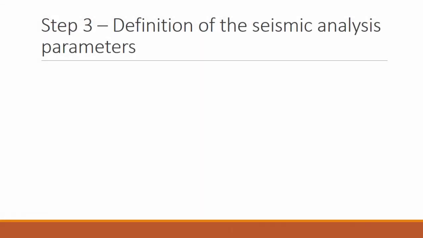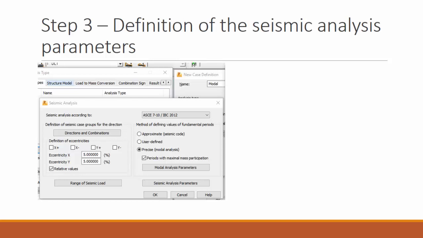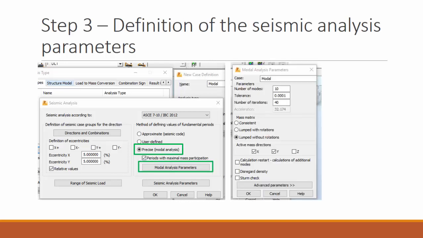Now in step number three, you jump to the definition of the seismic analysis parameters. As you may see, this is the dialog box that you are going to see, and you may select a precise modal analysis case, user defined, or also approximate, depending on the seismic code. And if you select the precise modal analysis to find the mode shapes and the fundamental period of your structure, you may define the modal analysis parameters in this box.